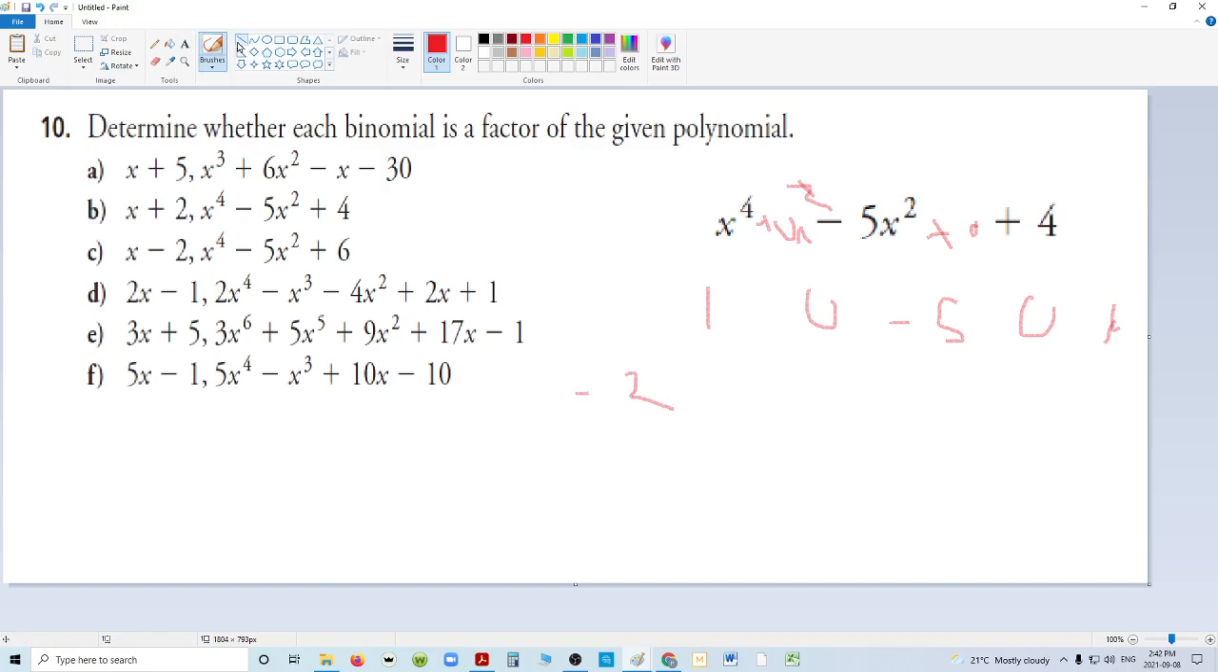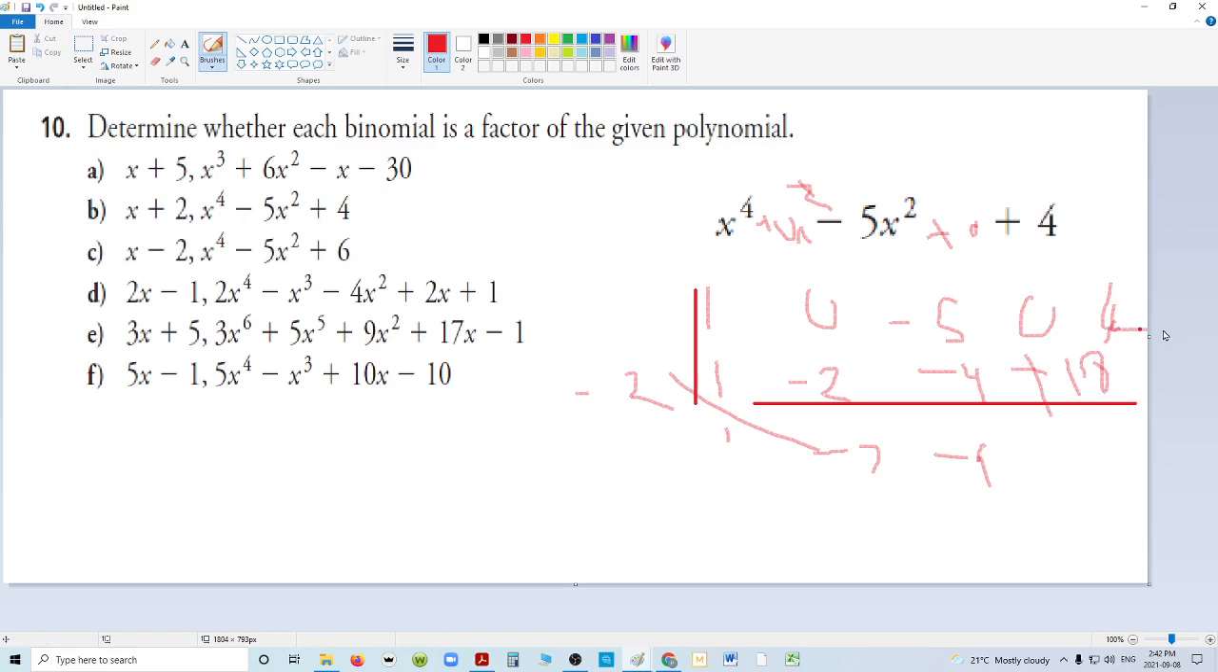So that means I can draw my box here. Bring down the 1. I get minus 2. Add them, I get minus 2. Multiply, I get minus 4. Add them, I get minus 9. Multiply them, I get plus 18. That doesn't work. So x cubed, 0, minus 5, plus 0x, plus 4. And the root they're looking for is minus 2. Doesn't seem to work. Let's try that again.